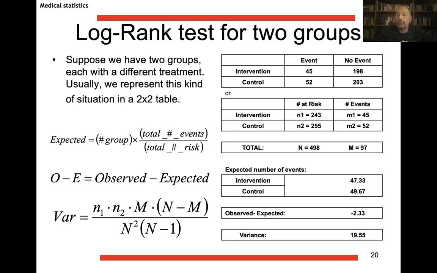How does it work? If we have only two groups with different treatments, then we can represent them in a 2x2 table. You see, like this one is the event and no event, or this one is the number at risk, and this one is the number of events. So if you define the quantity O minus E as observed minus expected, this is nothing else than a typical chi-square test where expected will be given by this formula, and this one will be the variance of the distribution. You see, the observed minus expected will be given by minus 2.33, and the variance is 20.